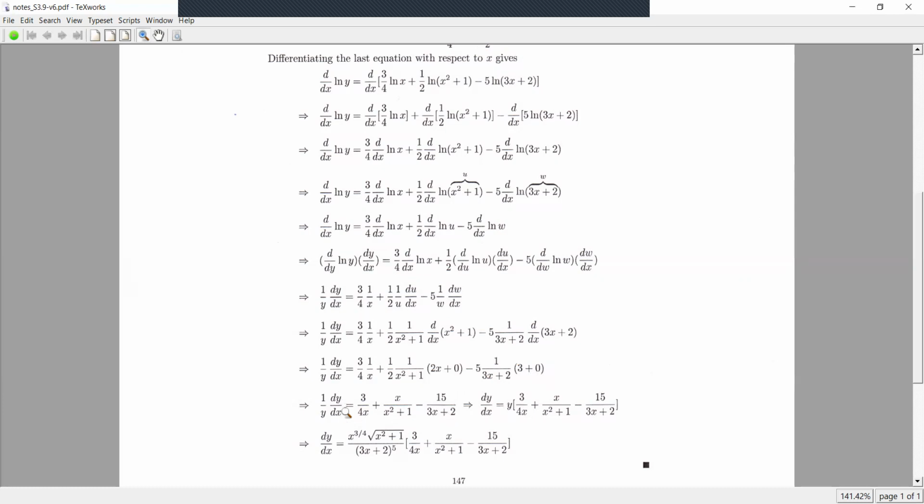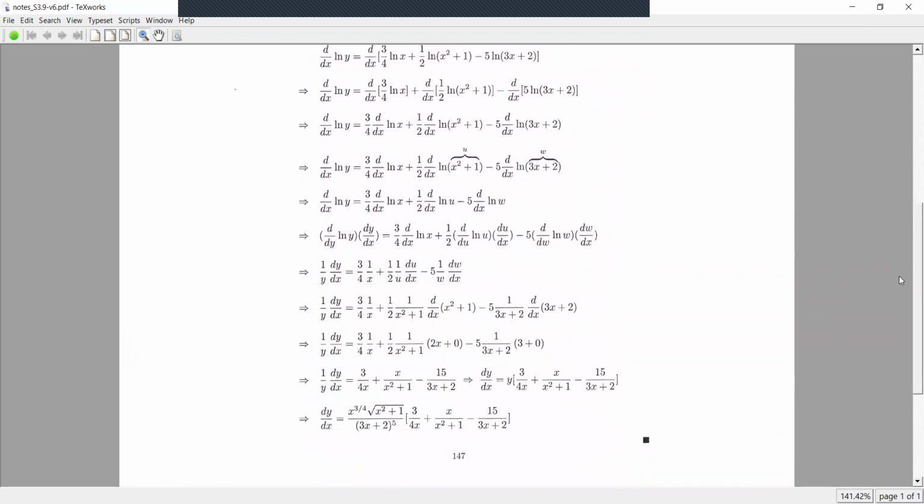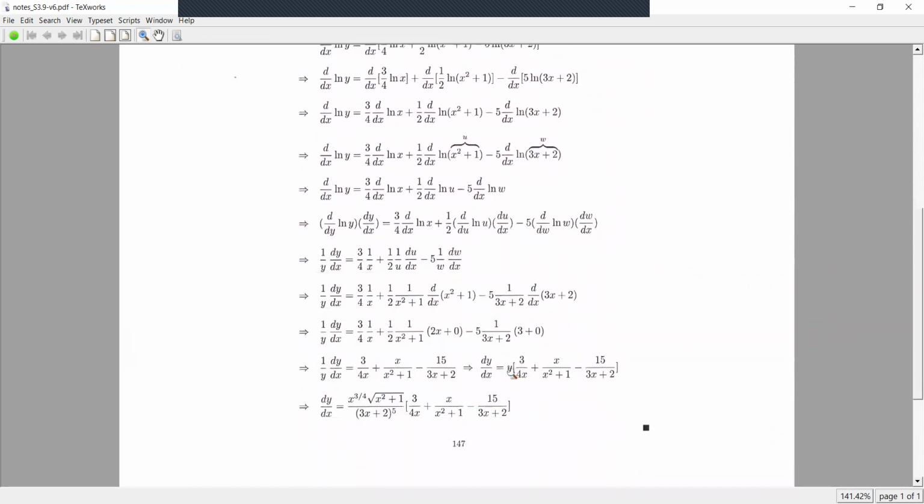We are looking for dy/dx. Move 1 over y to the right-hand side, then I have this equation. In this example, I know the function y. The function y is this. Now, plug in this function for y. Plug in the function for the y here, then I get the final answer. The derivative of y is equal to this function.